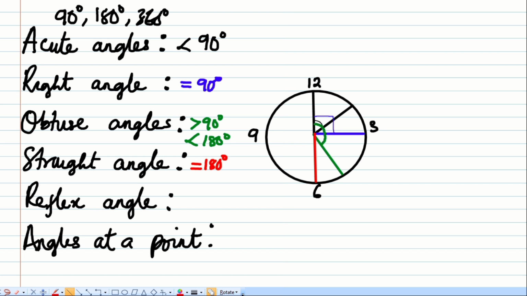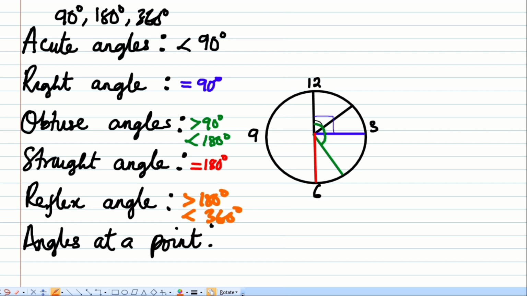The next one is reflex angles. Now reflex angles are angles that are greater than 180 degrees. So they are greater than 180 but less than 360 degrees. So a reflex angle would be greater than 180 but less than 360.